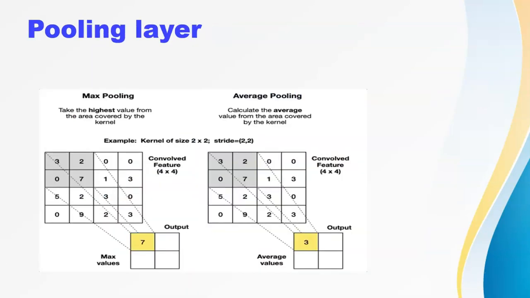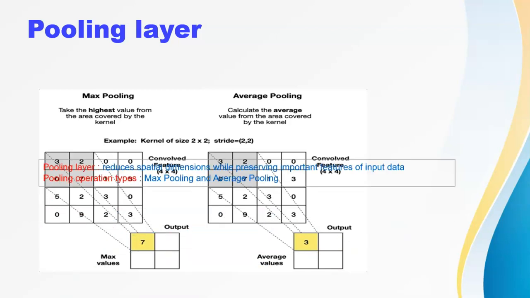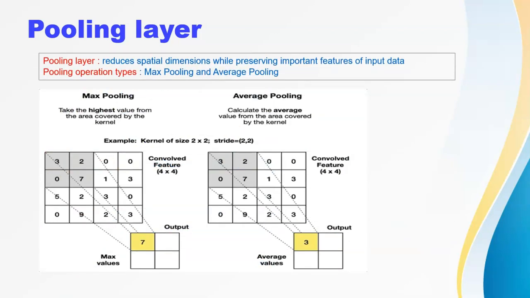The pooling layer is a fundamental component of the convolutional neural network and plays a crucial role in reducing the spatial dimension while preserving the important features of the input data. The common pooling operations include max pooling and average pooling. Let me illustrate the working of the pooling layer with a simple example.